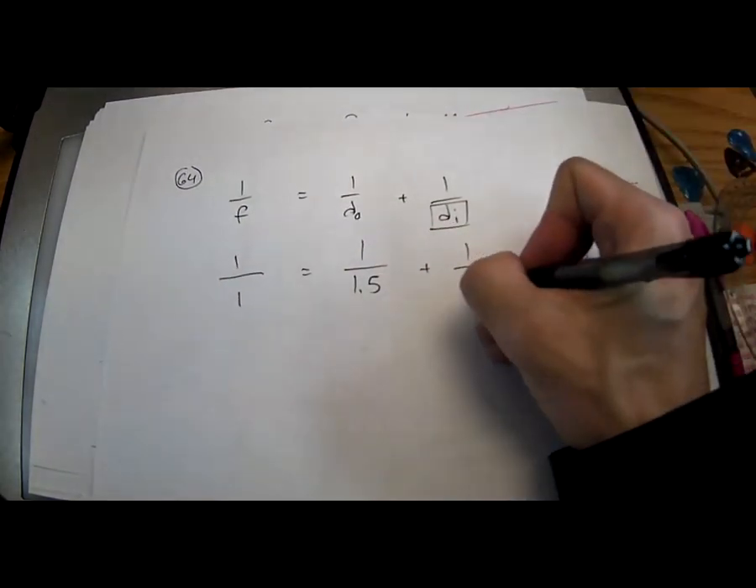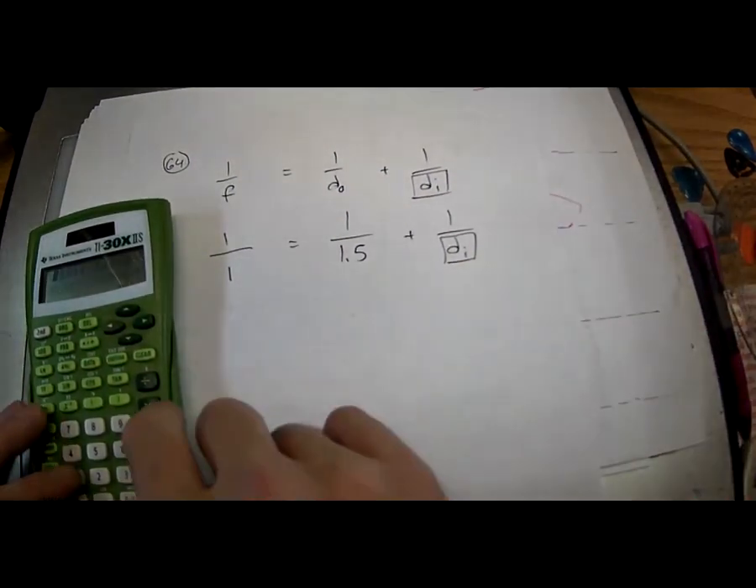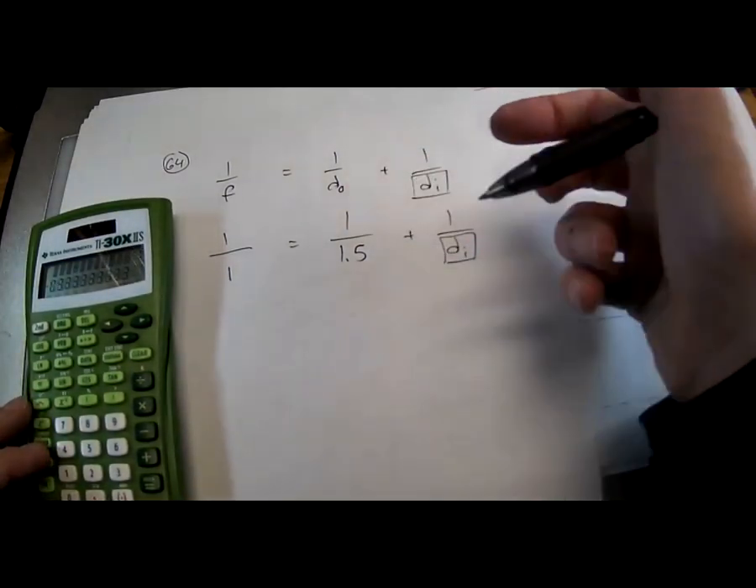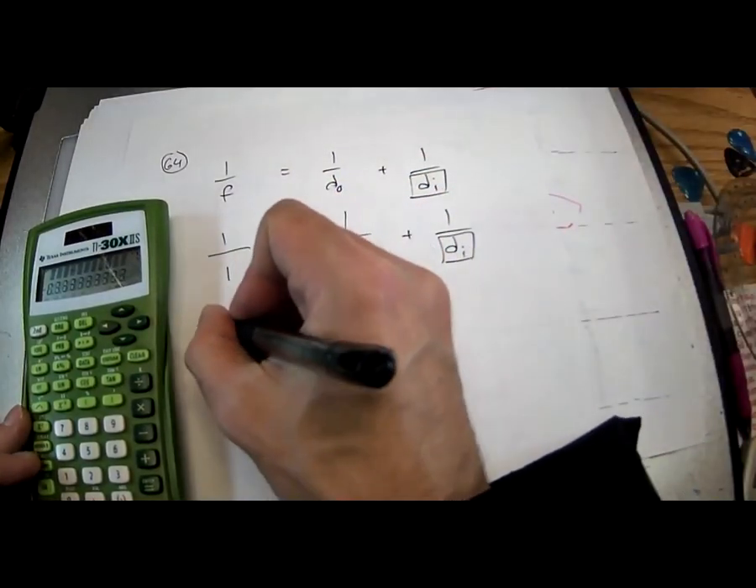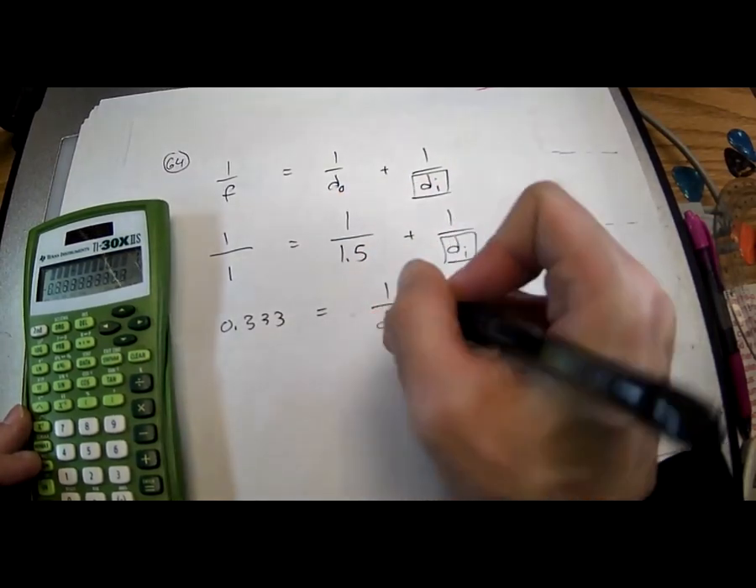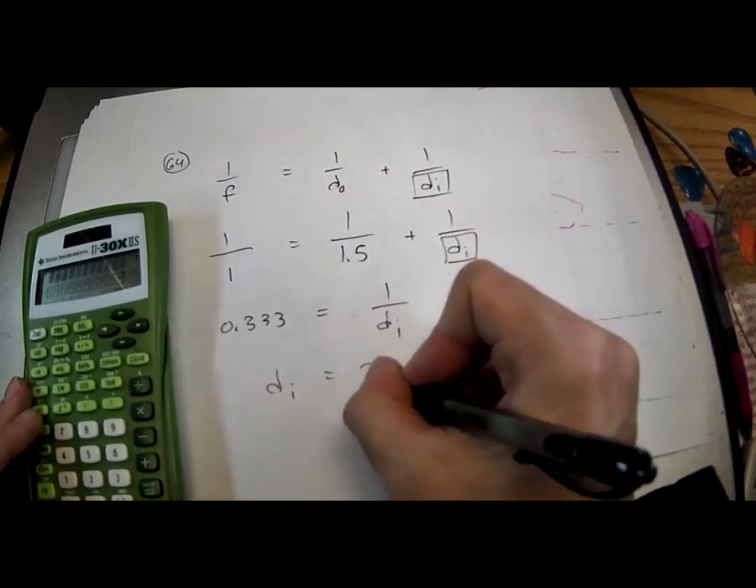I haven't solved it this way today, but maybe it's a little bit different perspective. That's a good reason to solve these problems like this, to get different perspectives on these. We kind of have an idea what the answer should be anyway. What's 1 over 1 minus 1 over 1.5? And of course, take the reciprocal. So 0.333 is equal to 1 over di. If you take the reciprocal of that, distance image should be 3.